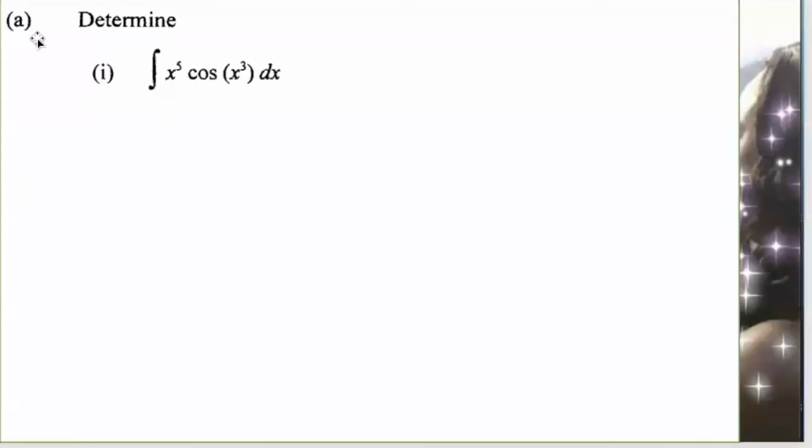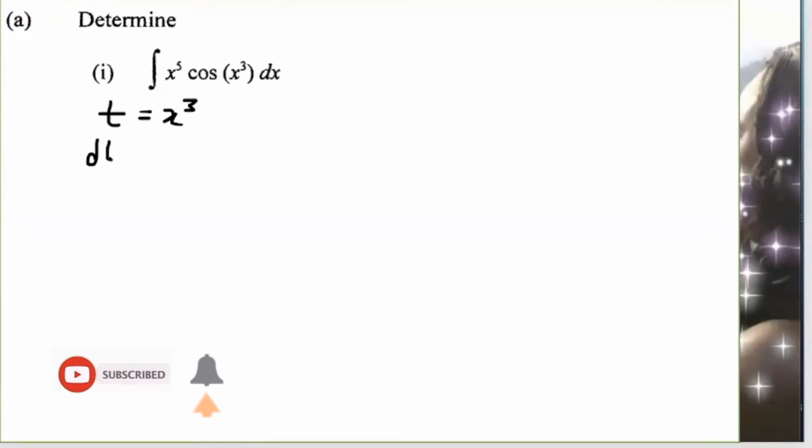So this question, we need to determine the integral x to the fifth times cos x cubed dx. Now the x cubed that we have within here, we have to get rid of it. We're going to replace x cubed to be another letter. Let's simplify it with t. Because if I replace x cubed to be t, it becomes cos t, and I know how to integrate that.